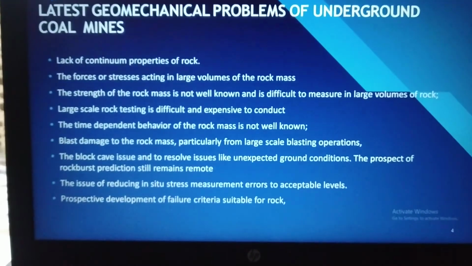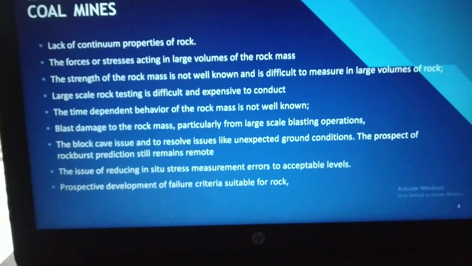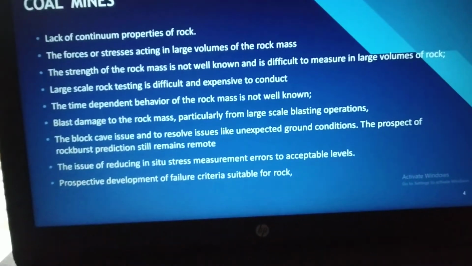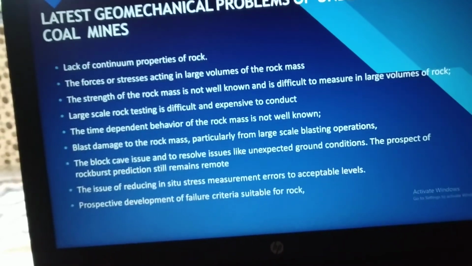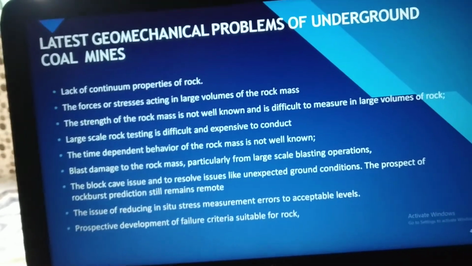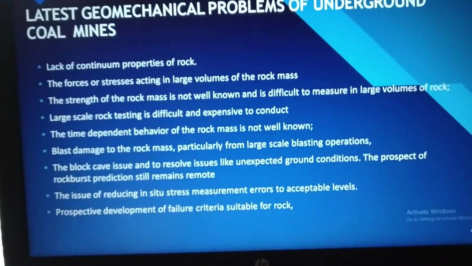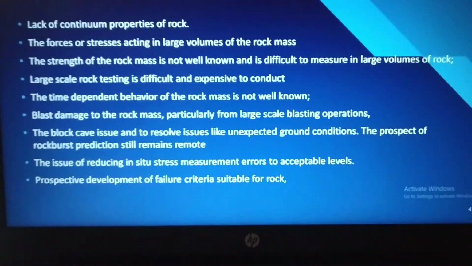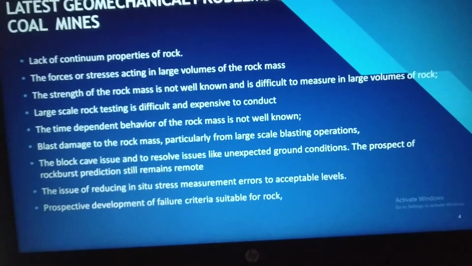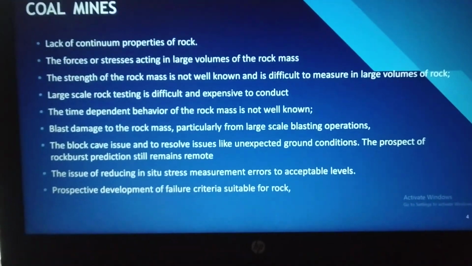These include the lack of continuum properties of the rock. The lack of continuum properties of the rock means that since these rocks comprise a large number of potential discontinuities of different size, orientation and location, it becomes very difficult for us to measure these parameters. The forces or stresses acting on these large volumes of rock mass are completely variable and change from point to point. Hence, we can use the point measurement technique in order to measure the rock stress as much as possible.